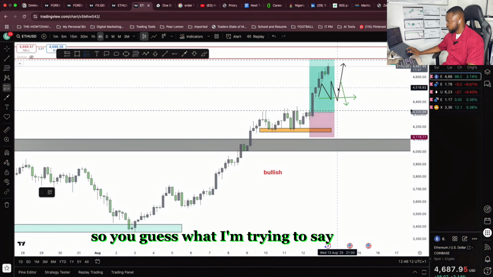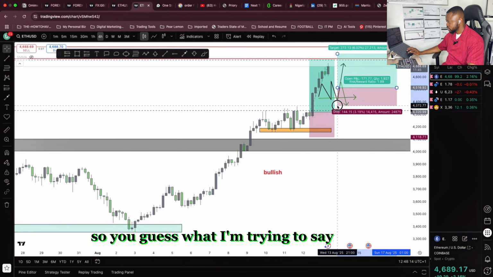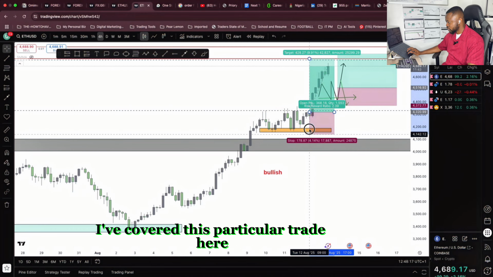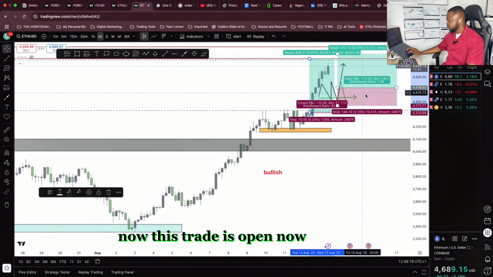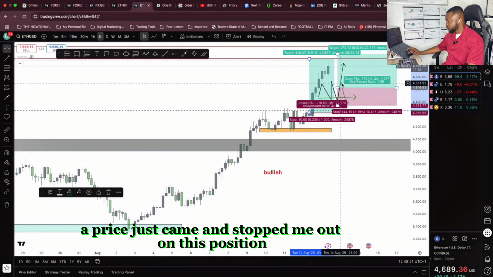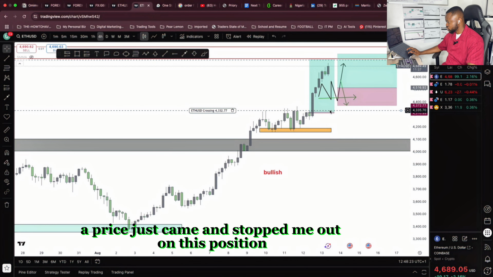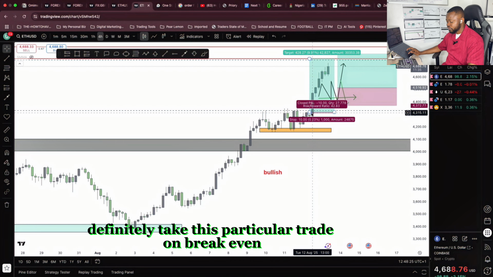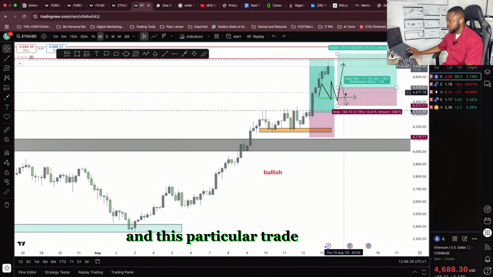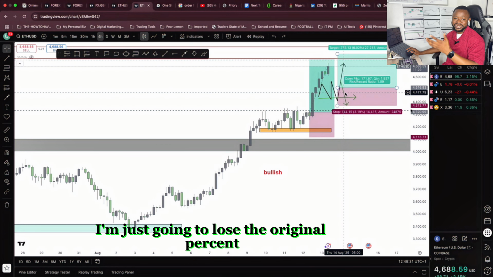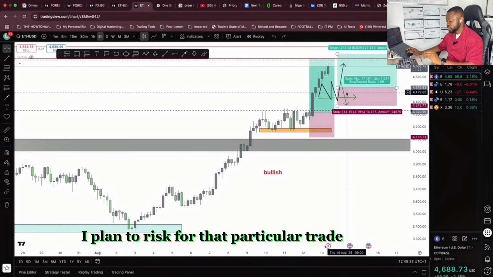Let me do it properly so you get what I'm trying to say. So I've covered this risk here. I've covered this particular trade here. Now this trade is open. Now let's say price just came and stopped me out on this position. It's going to definitely take this particular trade on break even. Now this particular trade, I'm just going to lose the original percent I planned to risk for that particular trade or that particular day.